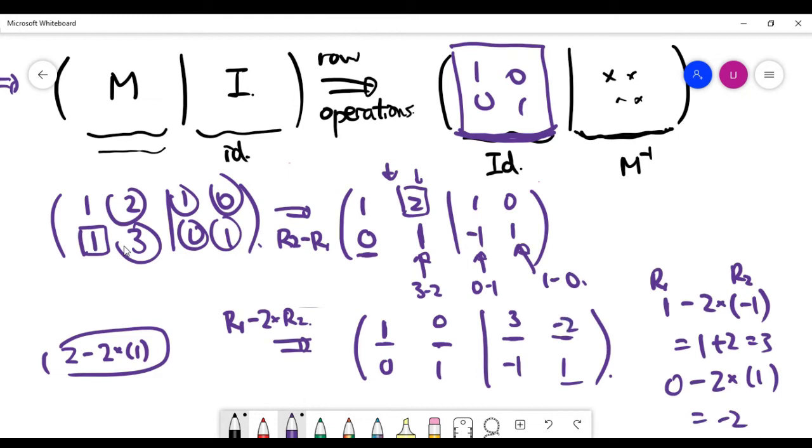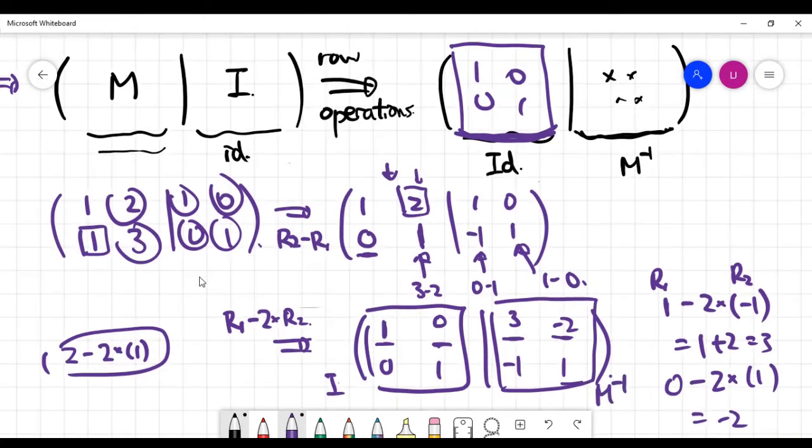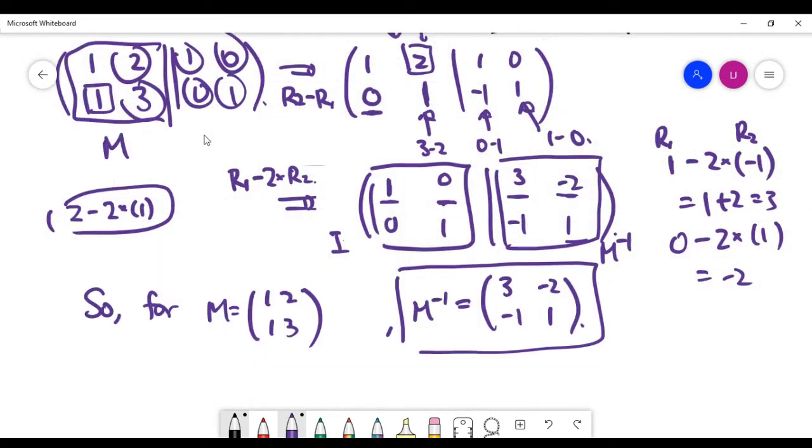So you see, at this stage the process is finished, because the left side is already the identity, and I claim that this one is our inverse for the given M. So let me write down the answer here. And as you can see, this method to find the inverse gives the same matrix as you can obtain by using the inverse formula.